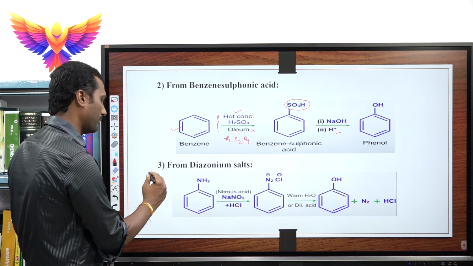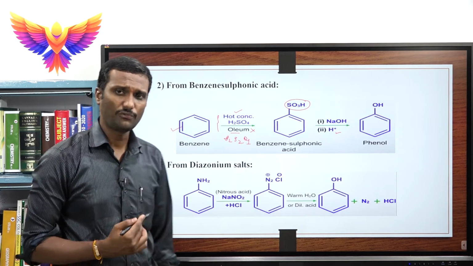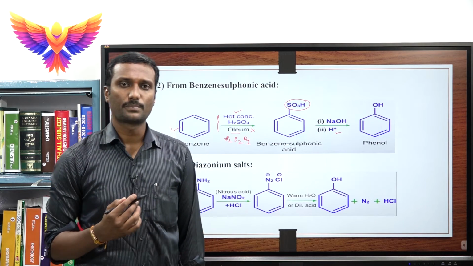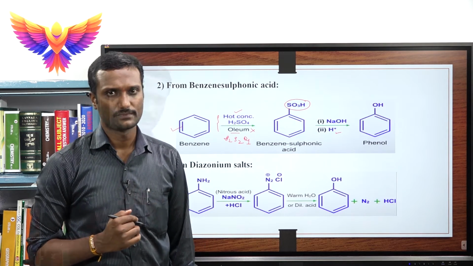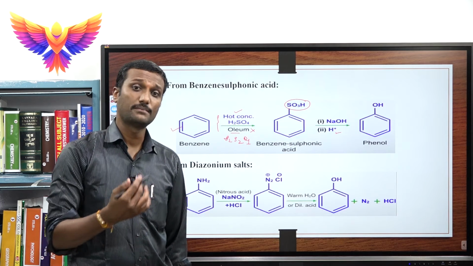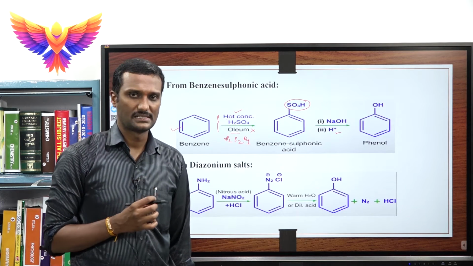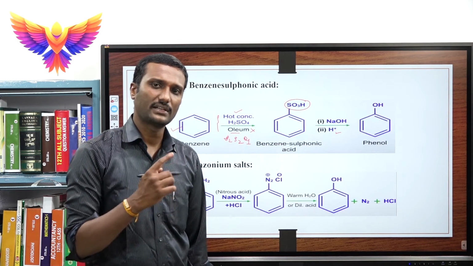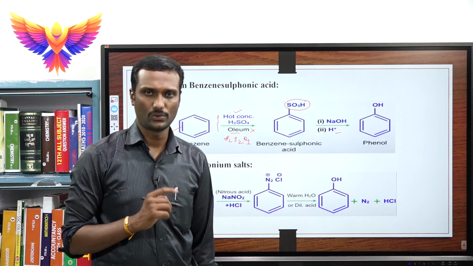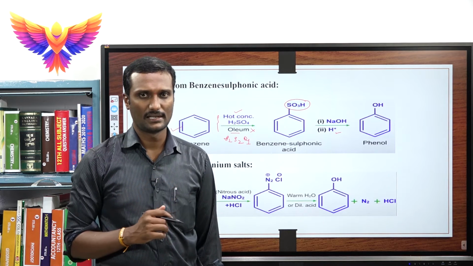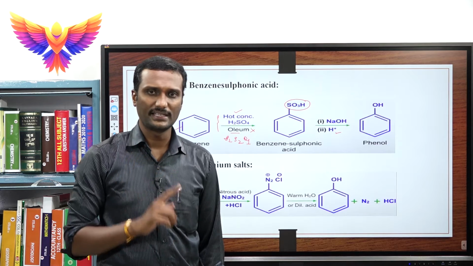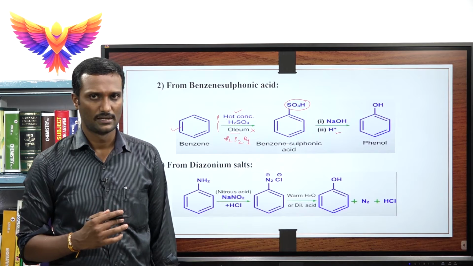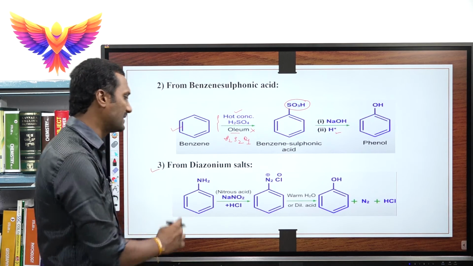Now the third method, a very important method, is the preparation of phenol from diazonium salt. As I explained in the previous slide, chlorobenzene is prepared from the Sandmeyer reaction, which means the preparation of chlorobenzene and bromobenzene. How do we prepare it? When aniline, an amino benzene, reacts with nitrous acid, HNO2, with a few drops of concentrated HCl, maintaining the temperature at 0 to 5 degrees Celsius, or 273 to 278 Kelvin, you get a salt called benzene diazonium salt.